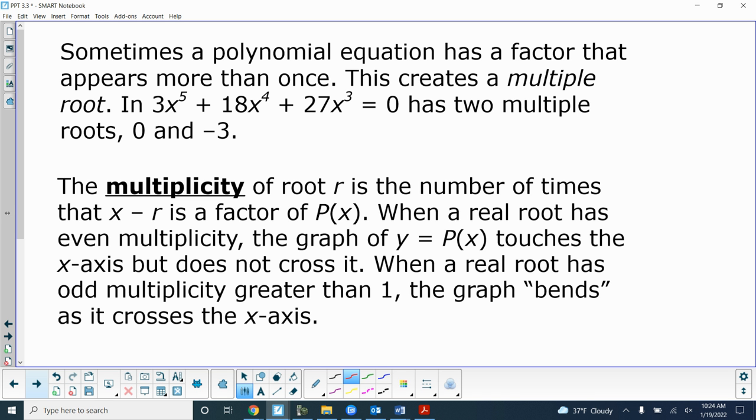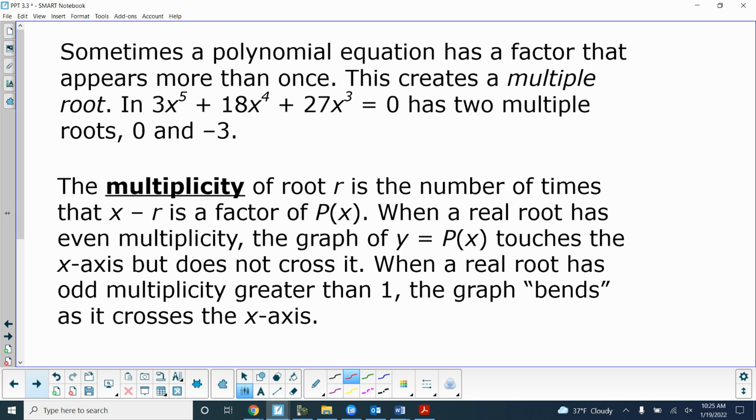The graph touches the x-axis but does not cross it. What did we call that last week, when it touched but didn't cross? Bounces, right? So if you're looking at a graph and you see the graph bounce off the x-axis, that should tell you that that 0 works at least 2 times, an even number of times. Okay?